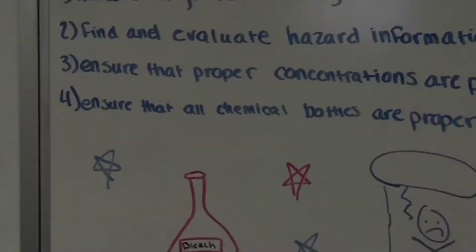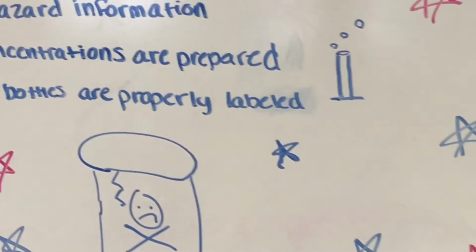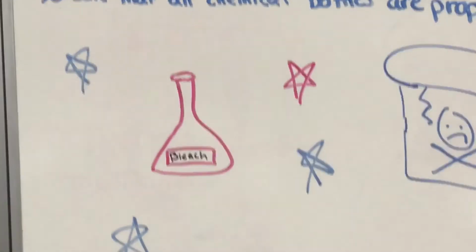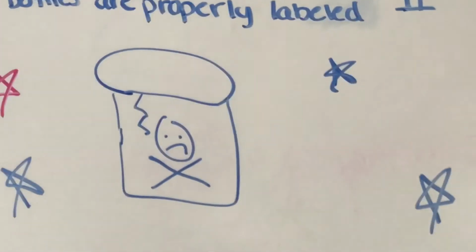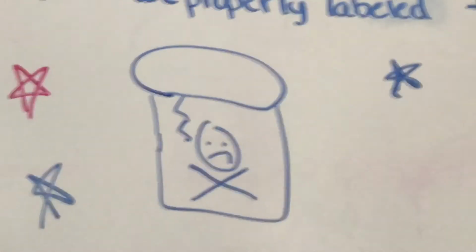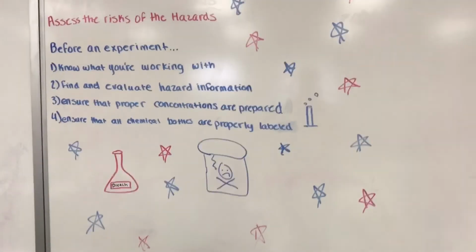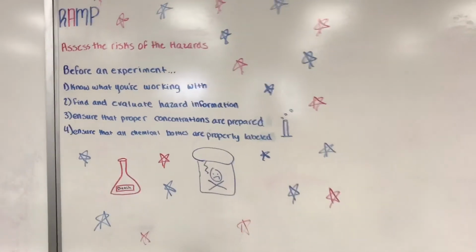Make sure that all chemical bottles are properly prepared. Ooh. See, this here, children, is bleach. And that is a cracked poison bottle. We don't like those. Here, Sarah.